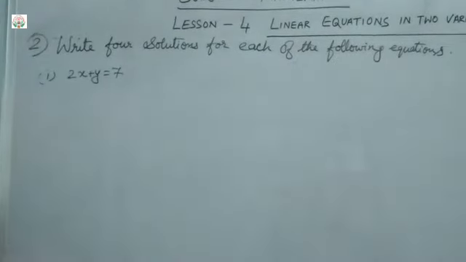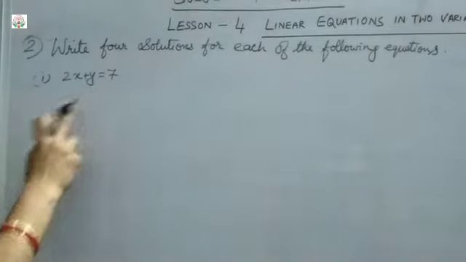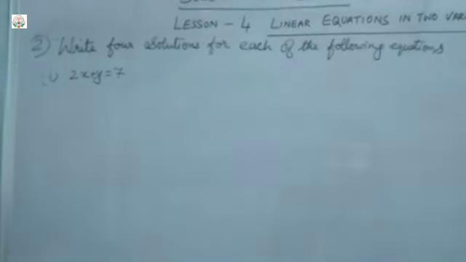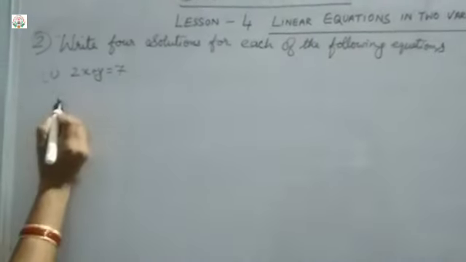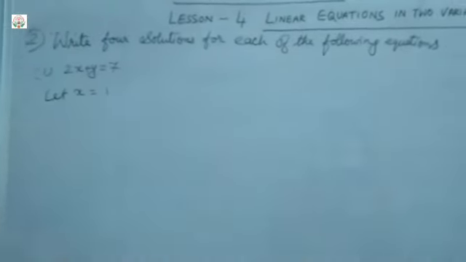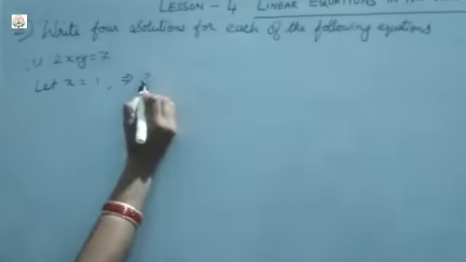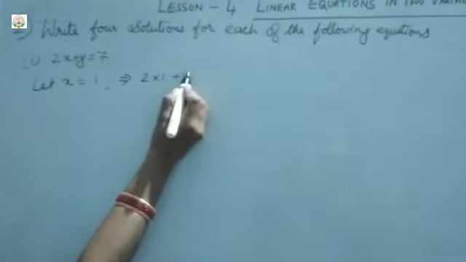Now to find 4 solutions we have to assume values because x and y values are not given to us. So we will assume values. The first one, let x equal 1, suppose. If x is 1, what is the value of y? We will find it out. Now put the value of x in the above equation. So what will it be? 2 into 1 plus y equals 7.